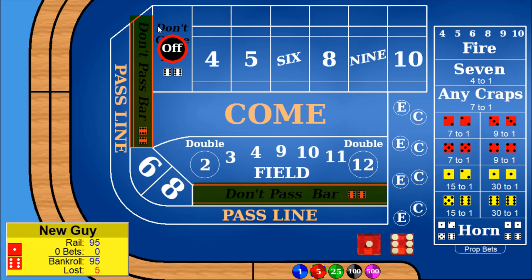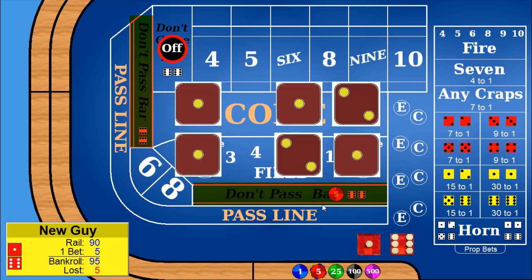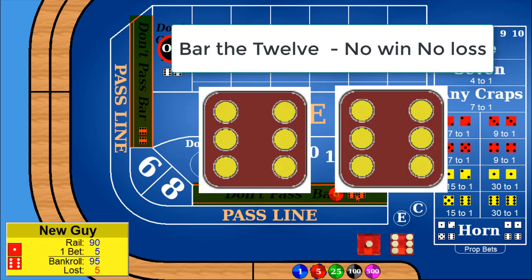Okay? Now this is just the opposite. What we are saying is that we don't think this shooter is going to make his point. We don't think he can do it twice. So if I bet $5 on the don't pass, if a 2 or 3 hits on the come out roll, we win $5. It's a 1-to-1 bet as well. Now, the only thing different is if a 12 hits, we don't get anything. It's just a push. We don't lose any money. We don't make any money. Our bet just stays there.